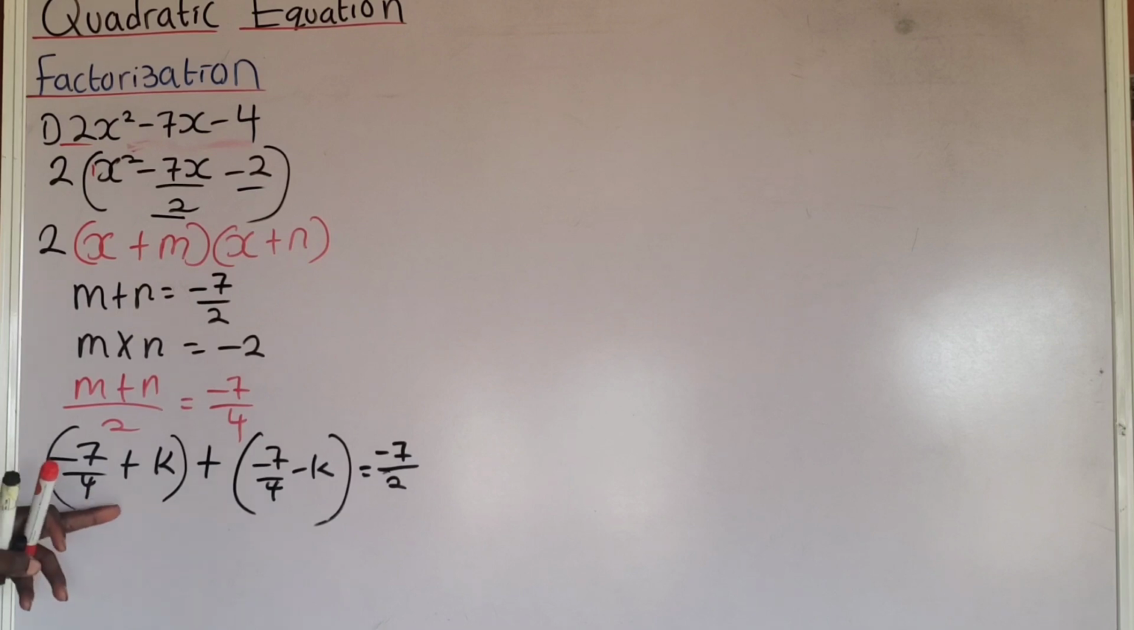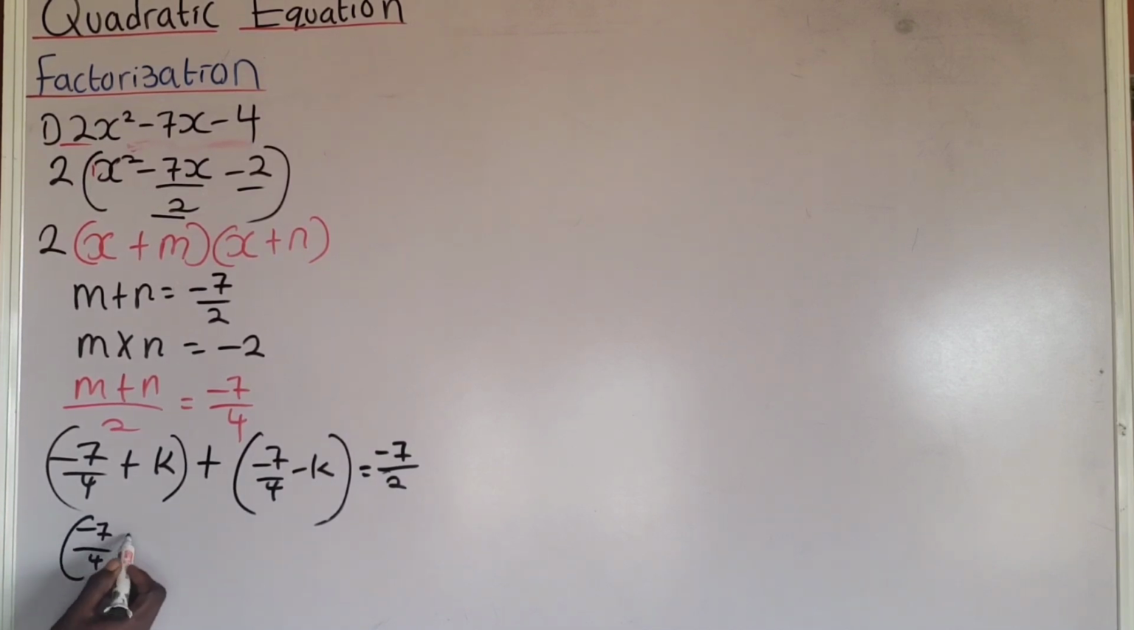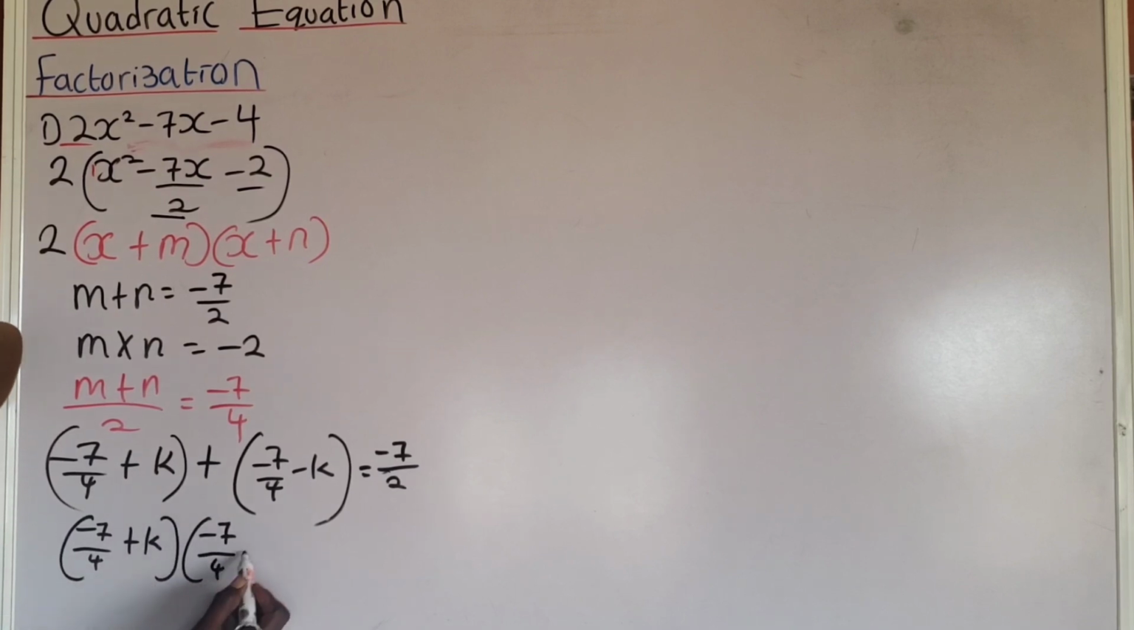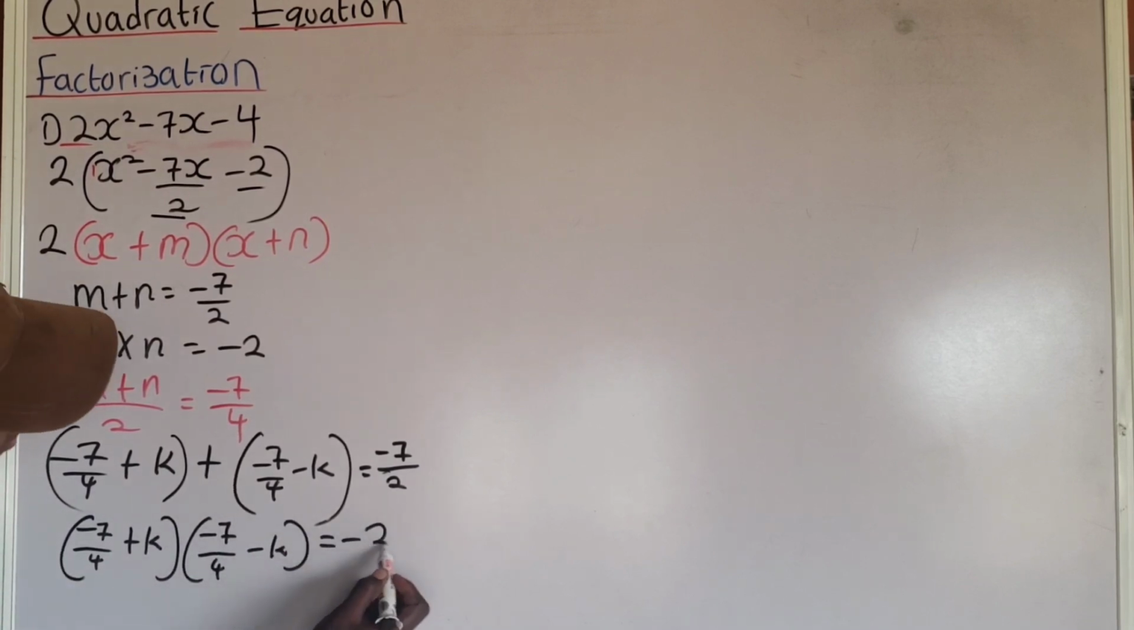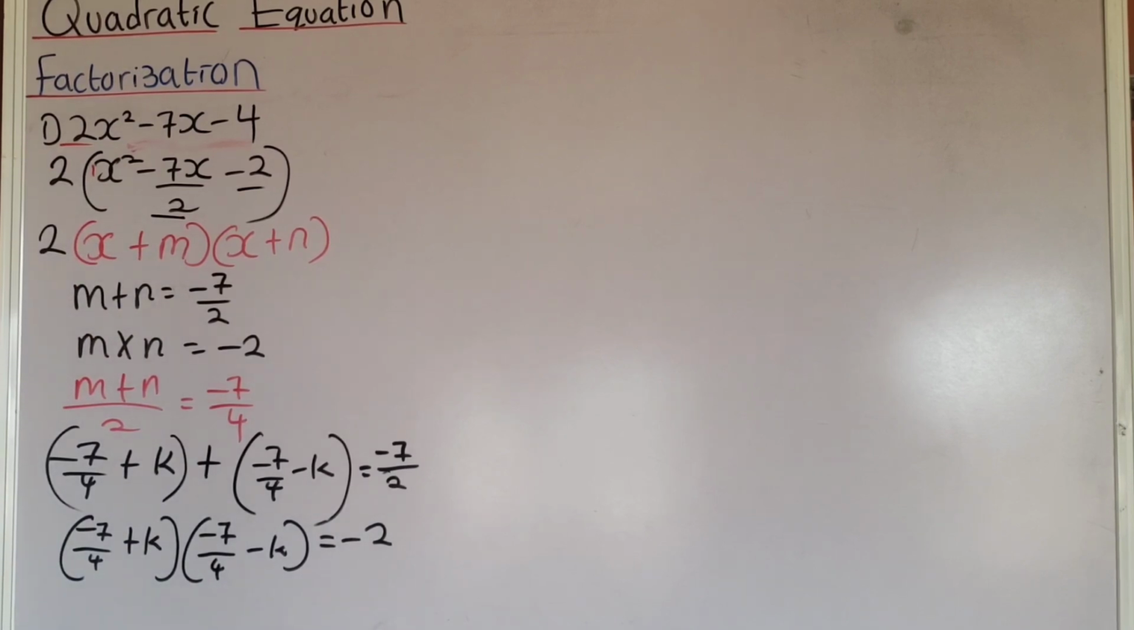Now, since the sum must be equal to negative 7 over 2, the product must also be equal to negative 2. You understand? So I'm going to have negative 7 all over 4 plus k multiplied by negative 7 all over 4 minus k. This must be equal to negative 2. You understand? Now, it is from this product that I'm going to determine the value of k.